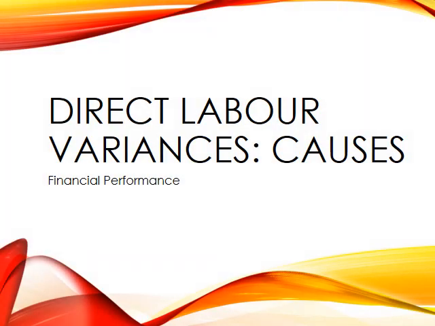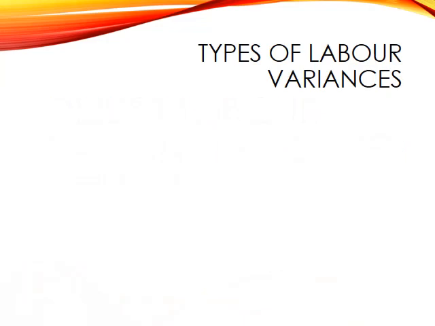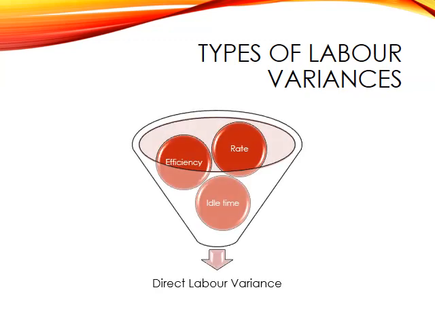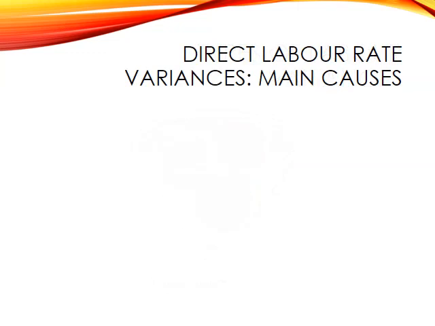In this session, we shall look at why labour variances occur. If we remember from previous sessions, we have three different labour variances. We have the labour rate variance, the labour efficiency variance, and we also have idle time variance. Now, why do labour rate variances occur?